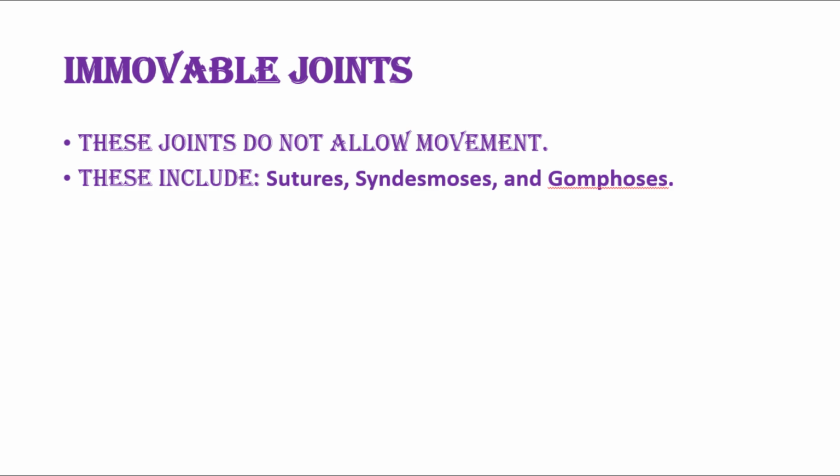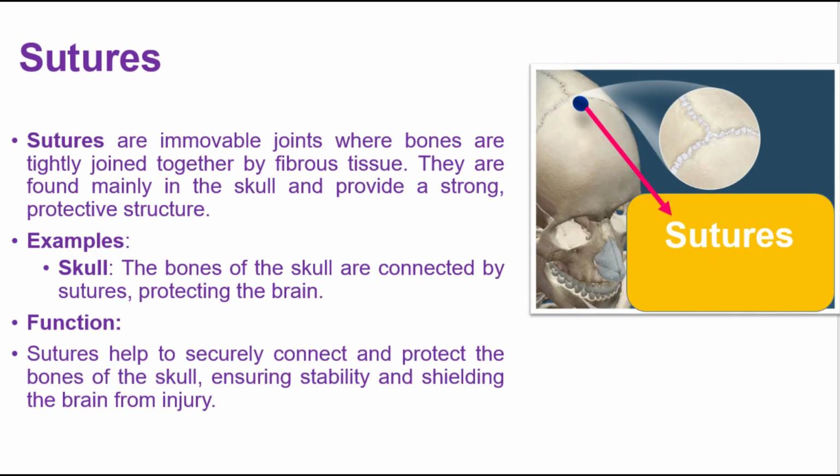Now let's discuss immovable joints. Immovable joints are joints where bones are tightly connected, allowing no movement. These include sutures, syndesmoses, and gomphoses. Let's discuss these joints one by one.